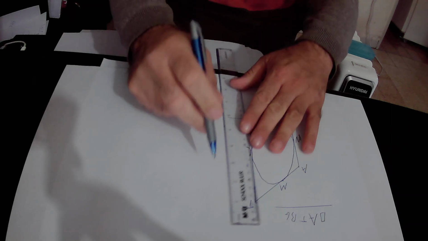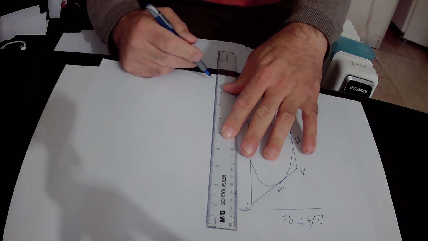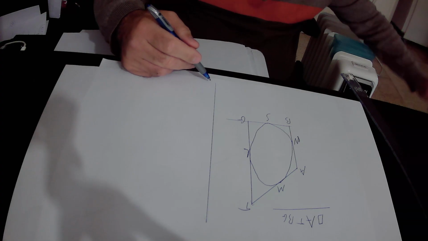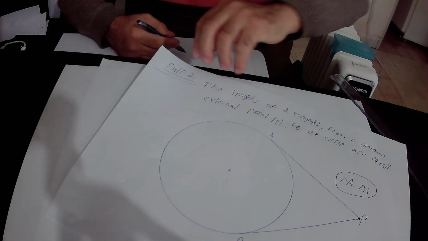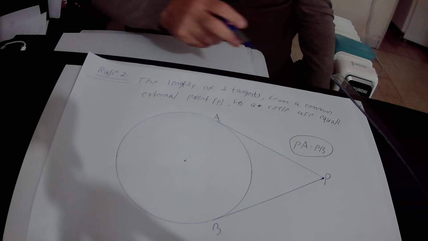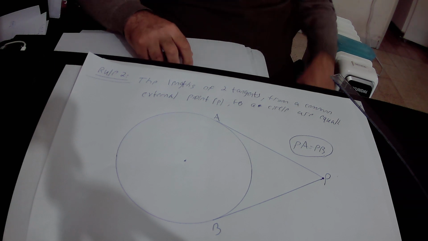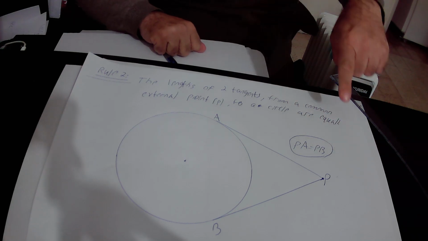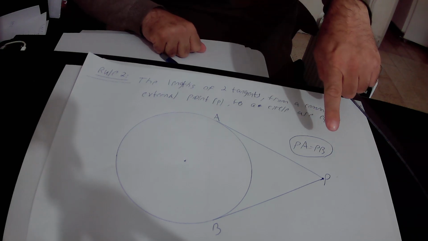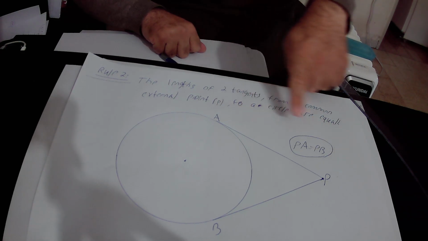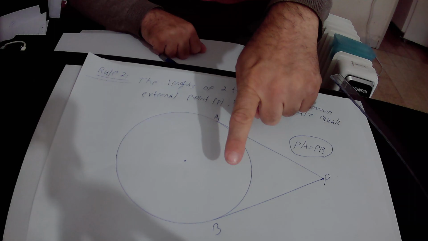In the next step, I'll present to you rule number 2, and we will implement rule number 2 in our drawing. According to rule number 2, the lengths of two tangents from a common external point to a circle are equal. Point P is the common external point. From point P, we draw two tangents to this circle. Tangent PA is tangent to the circle at point A, and tangent PB is tangent to the circle at point B.